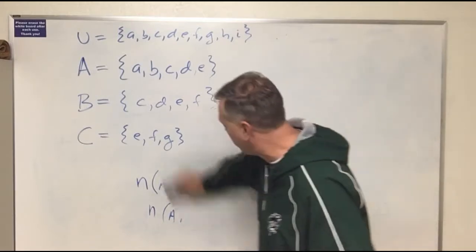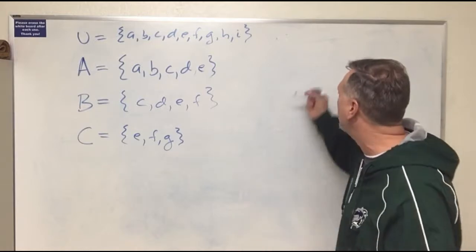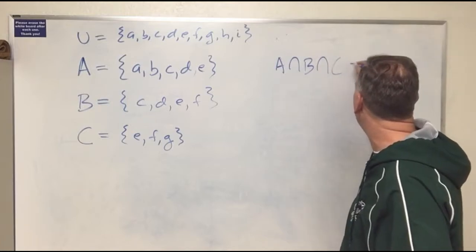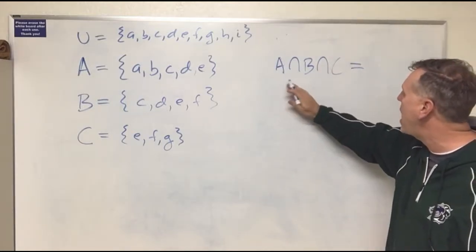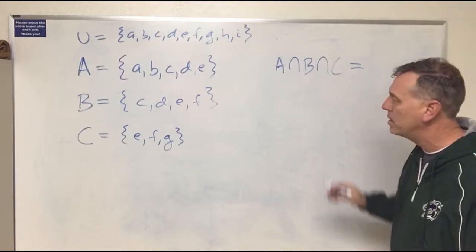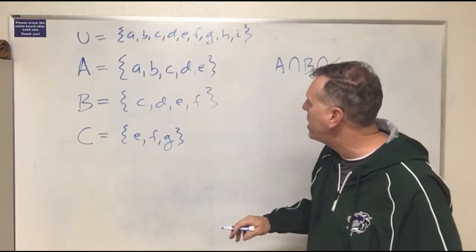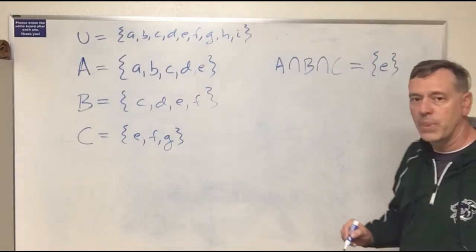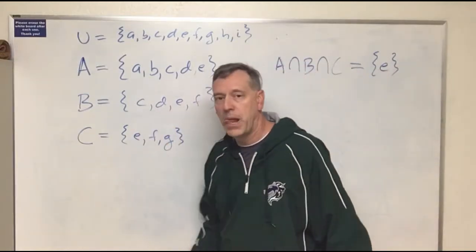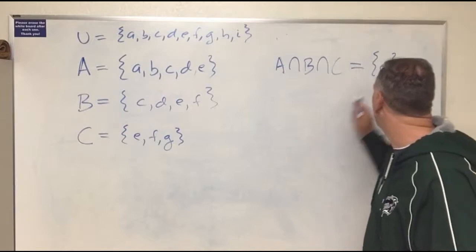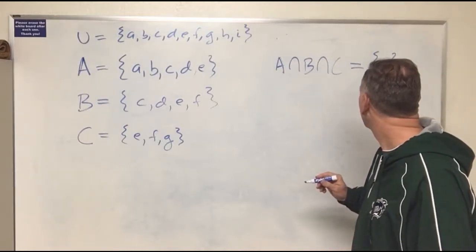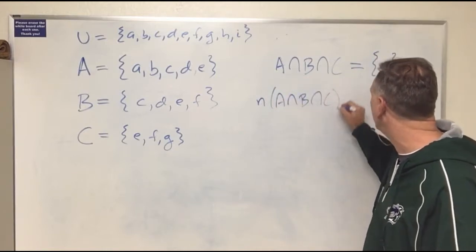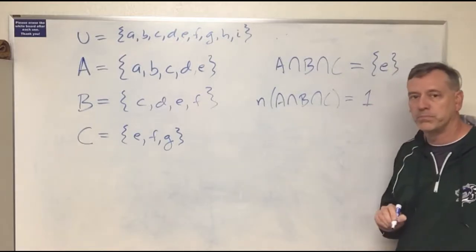I'm going to come back to this set for the next lecture, but we can even ask things like A intersect B intersect C. That says in A and in B and in C. So what items are in A, B, and C? And the answer is the letter E. E is the only letter that occurs in all of them. If I ask you, what's the number of items in A intersect B intersect C? The answer would be, there's 1 item.